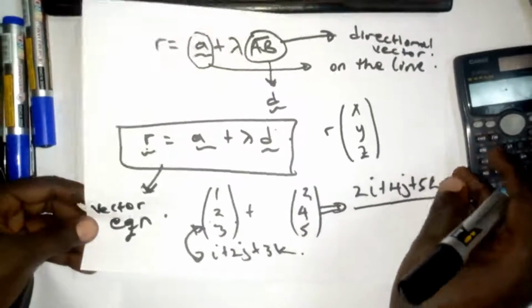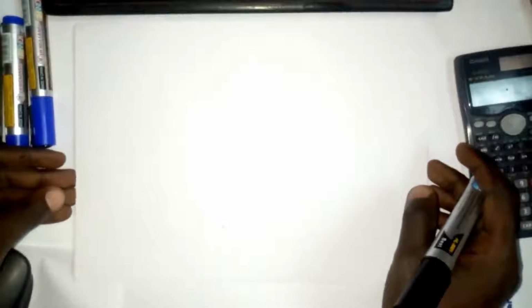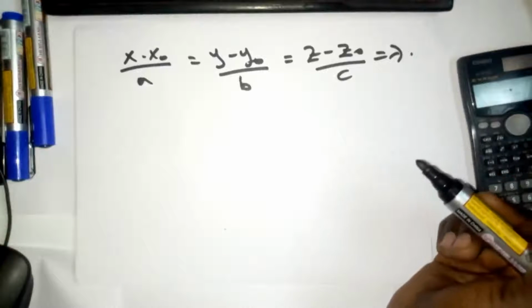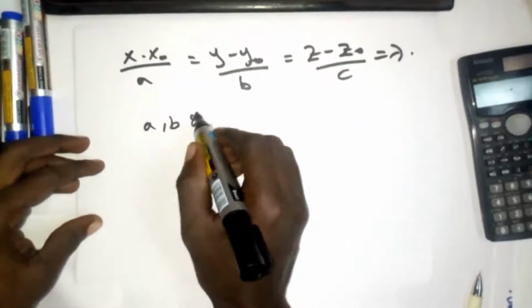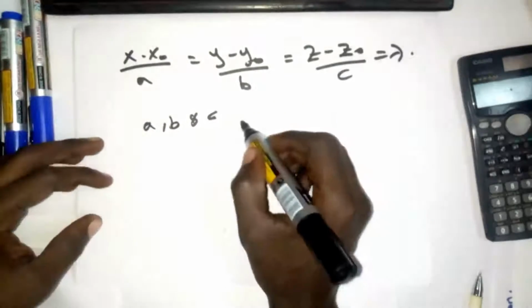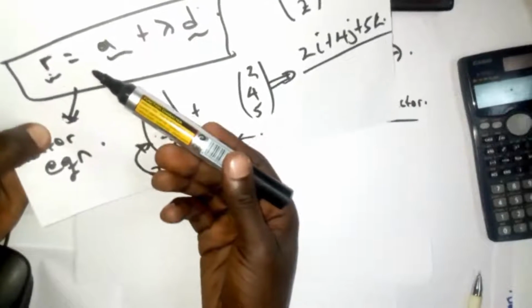Now we are going to look at the Cartesian equation of a straight line. The Cartesian equation of a straight line is given by this, where a, b, and c are directional vectors. This equation comes from here.